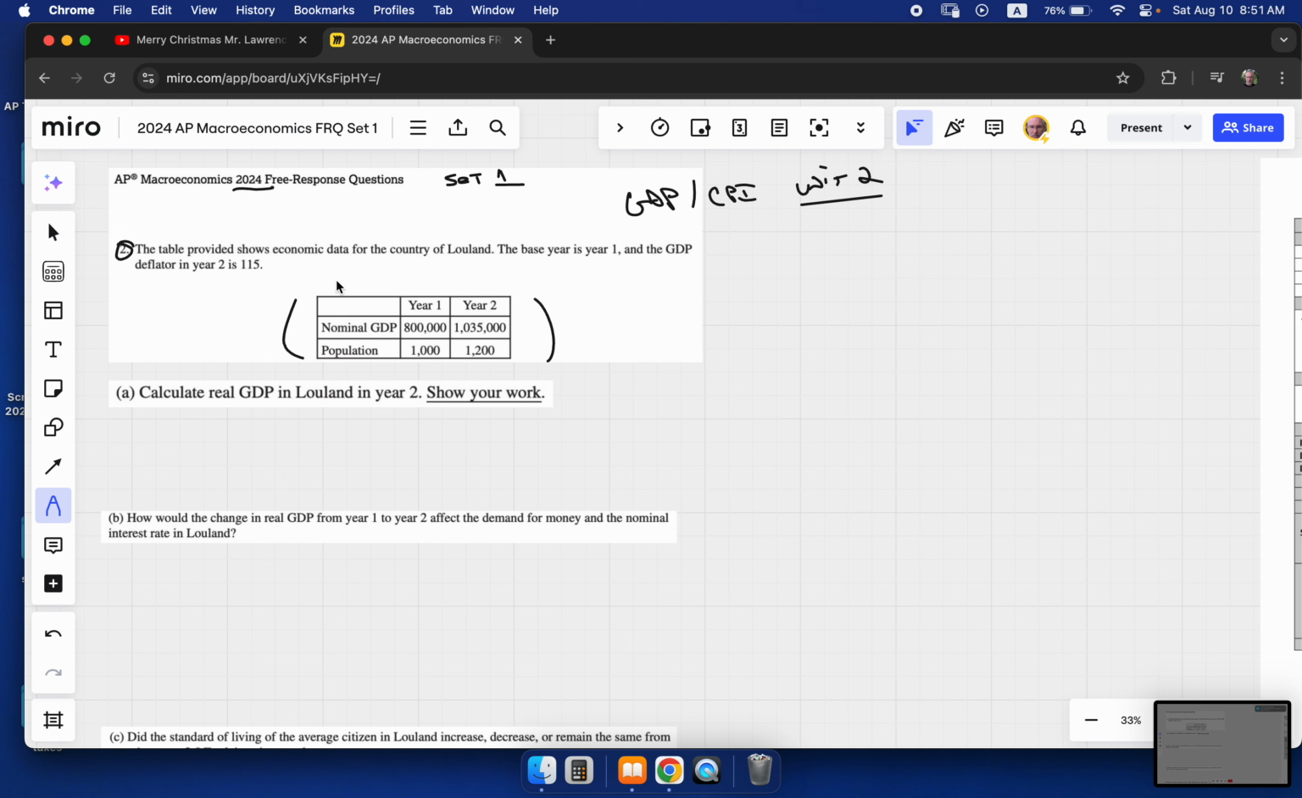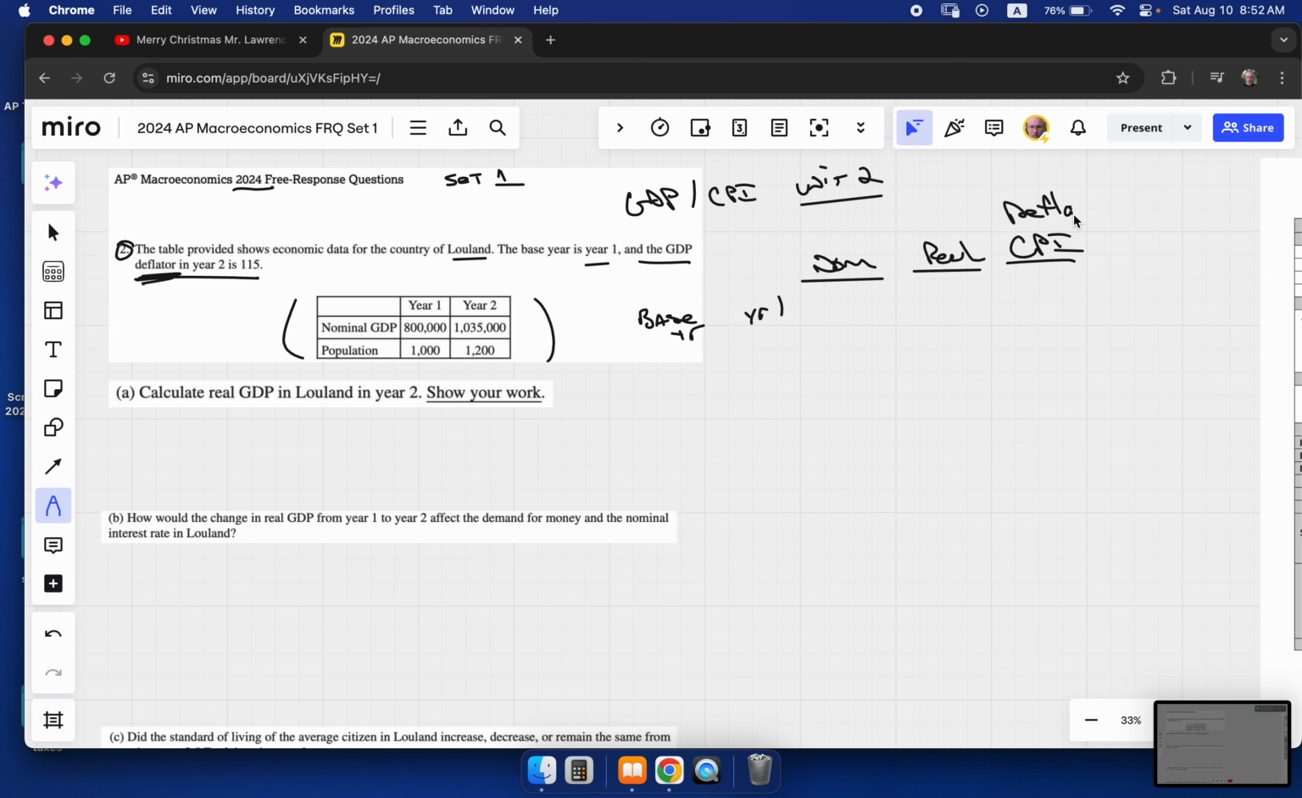The table shows economic data for the country of Luland. The base year is year 1, and the GDP deflator in year 2 is 115. I always do this like a child. I'm going to do year 1, which is our base year. They told us that. I'm going to look at what nominal is, what real is, and then I'm going to put CPI category here.